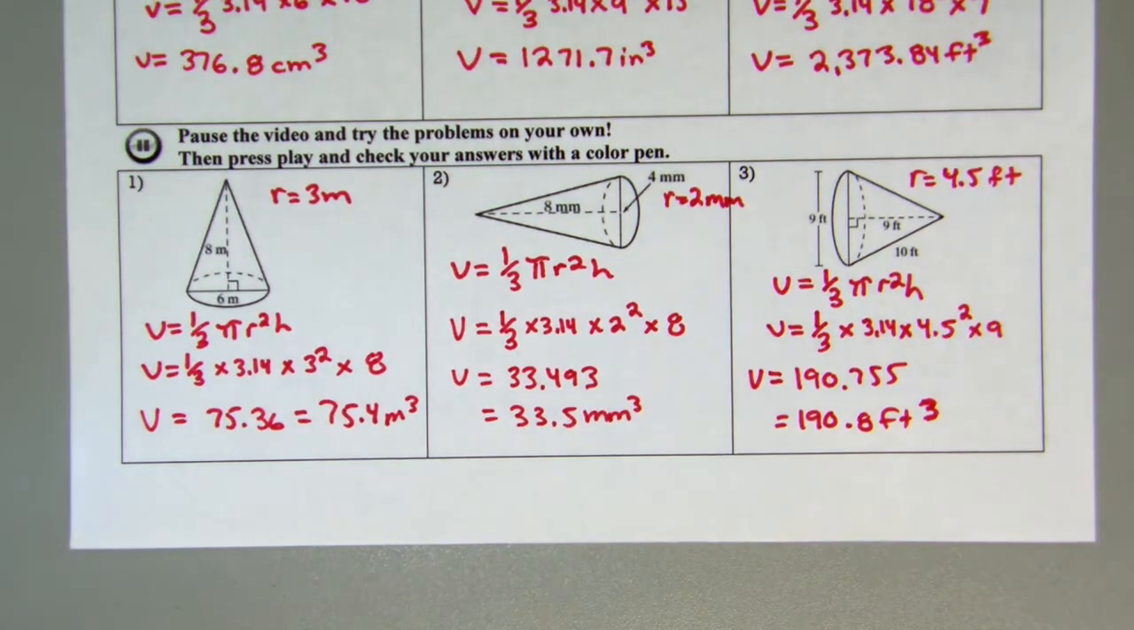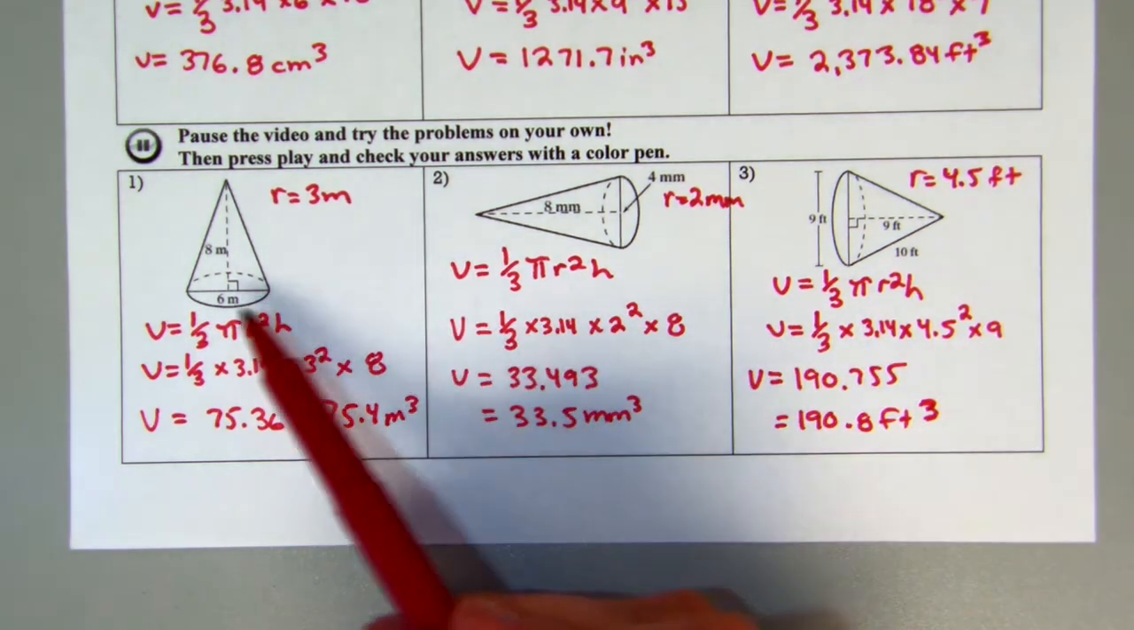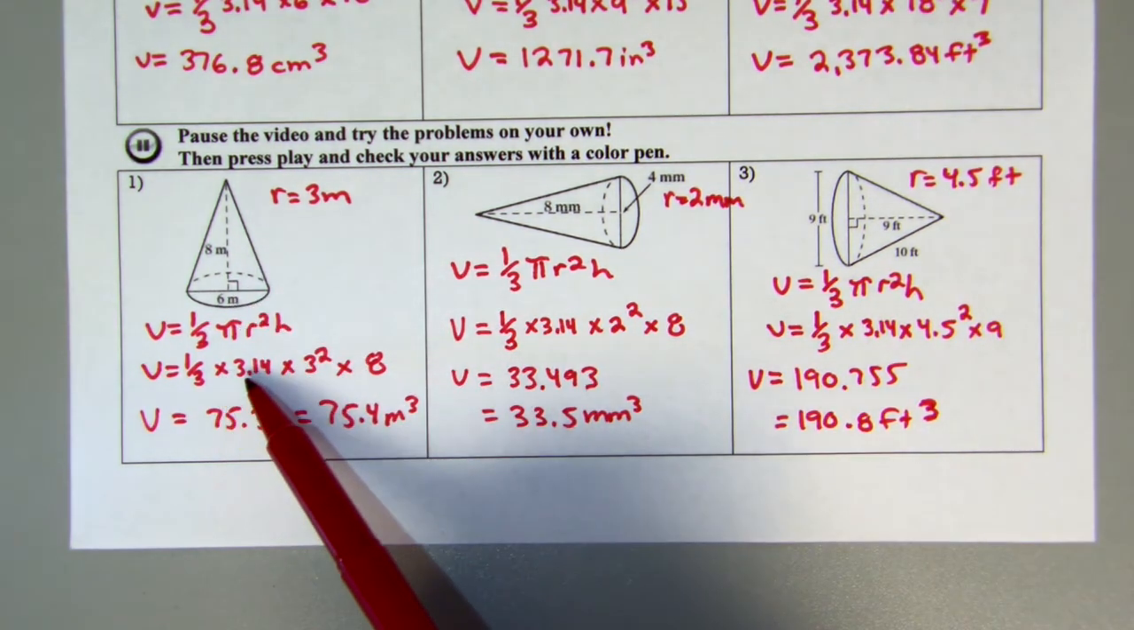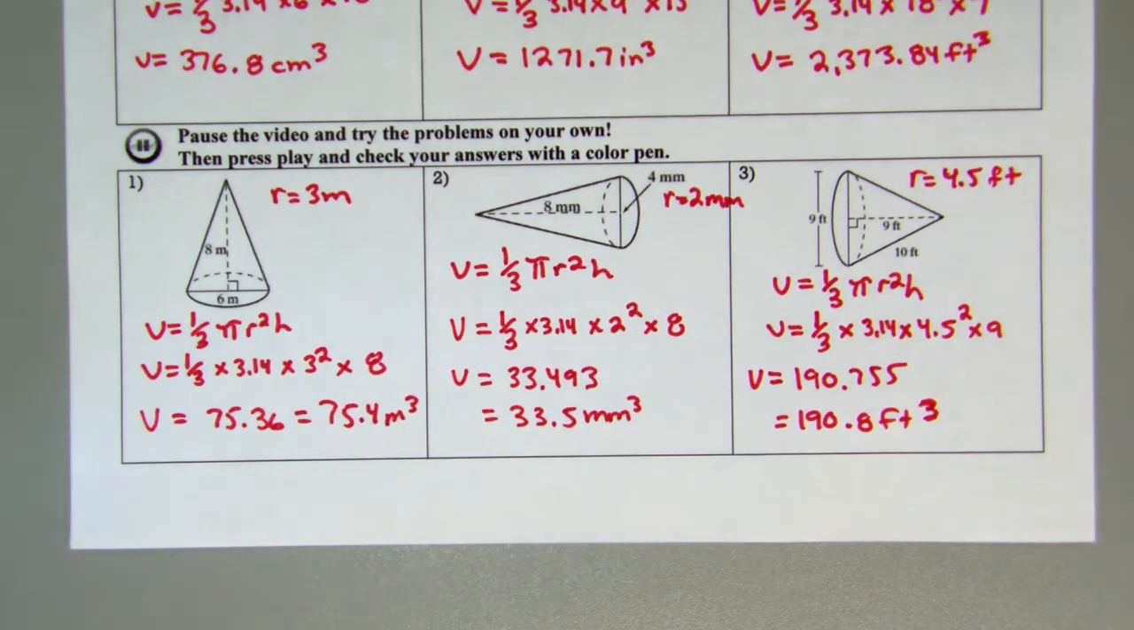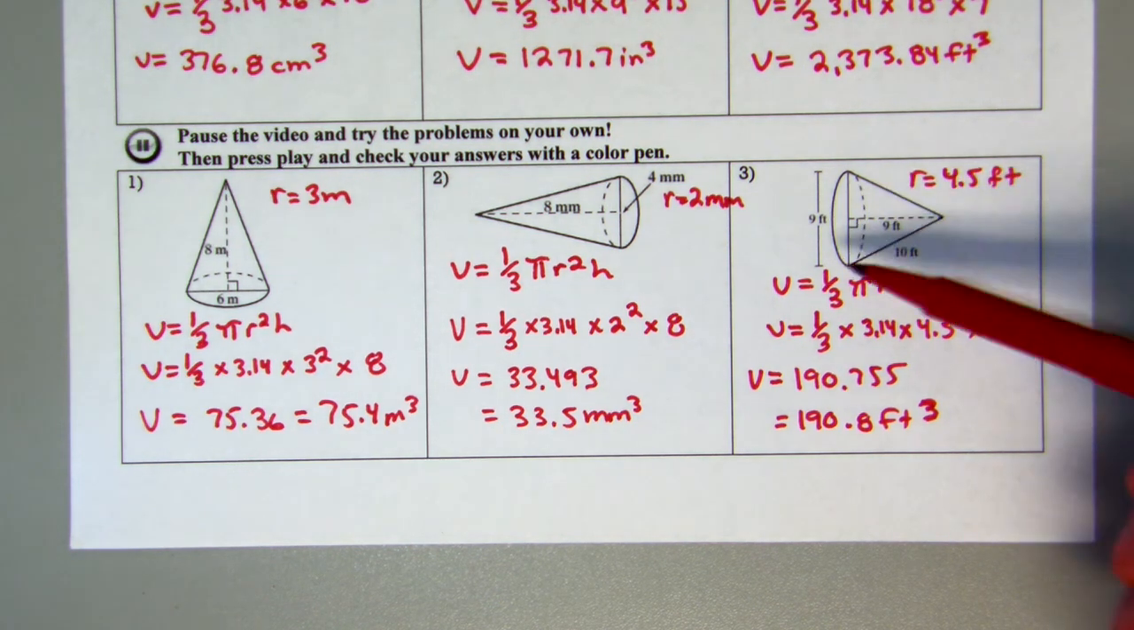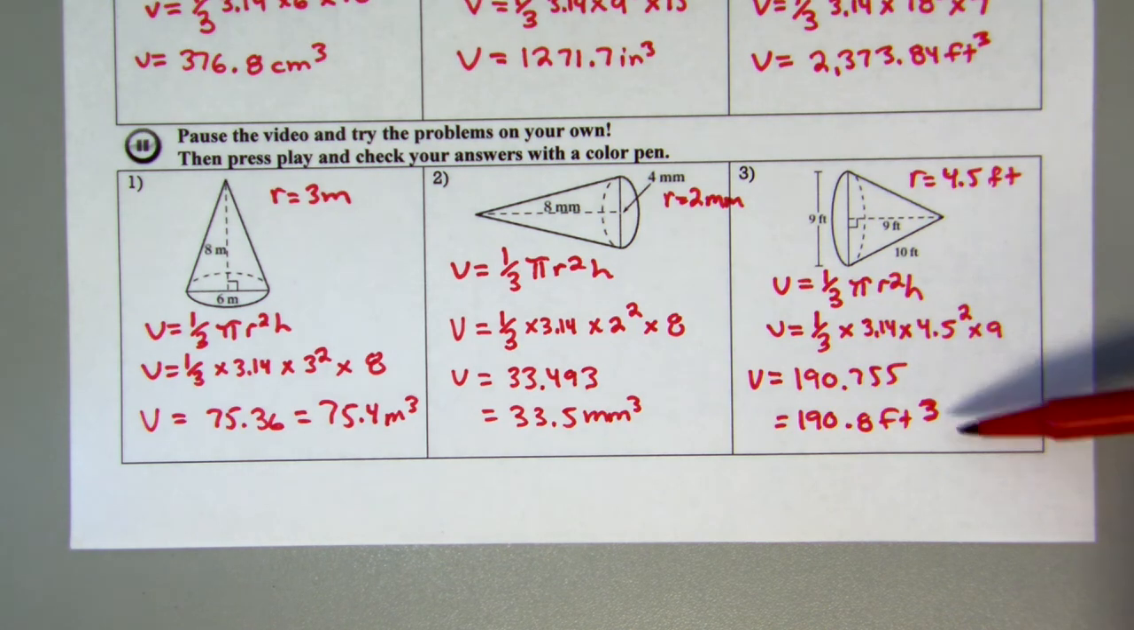Number 1, you should have gotten a radius equal to 3 meters. It's half of 6. So 1/3 times 3.14 times 3 squared times your 8, which is your height, gives you an answer of 75.4 meters cubed. Number 2, we got a radius of 2 millimeters. Plug all that in, and you should have got an answer of about 33.5 millimeters cubed. And lastly, for number 3, you should have gotten a radius of 4.5 because the diameter is 9, giving you an answer of 190.8 feet cubed.